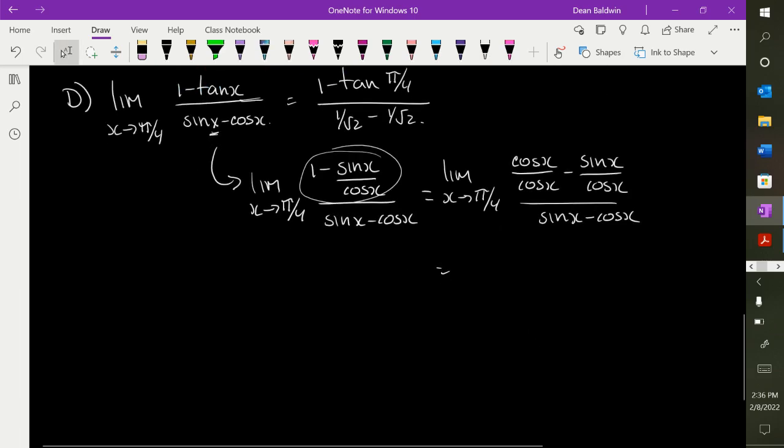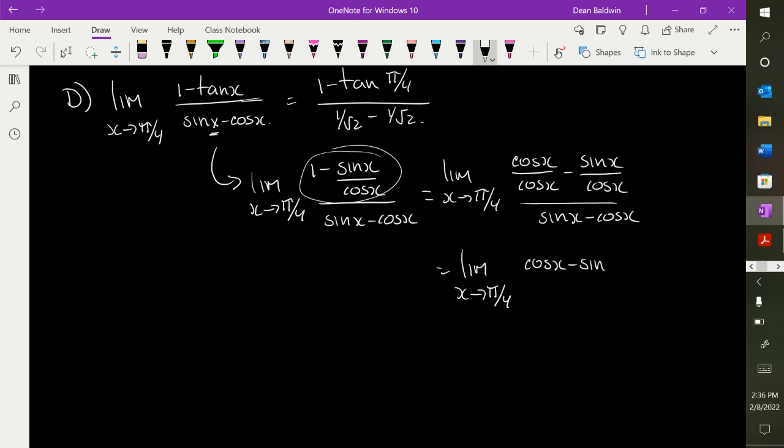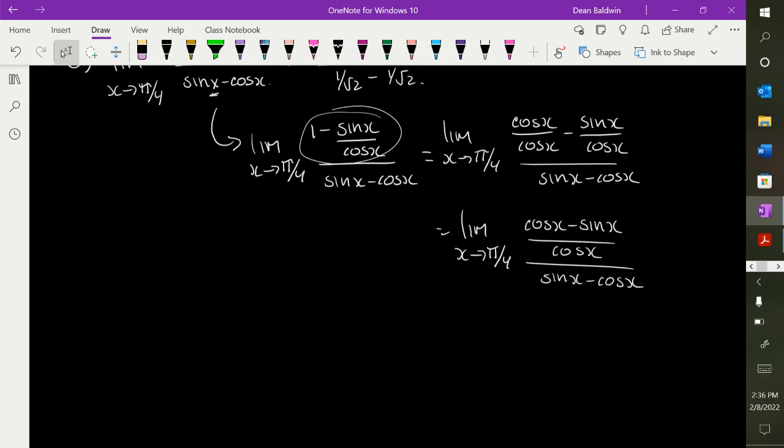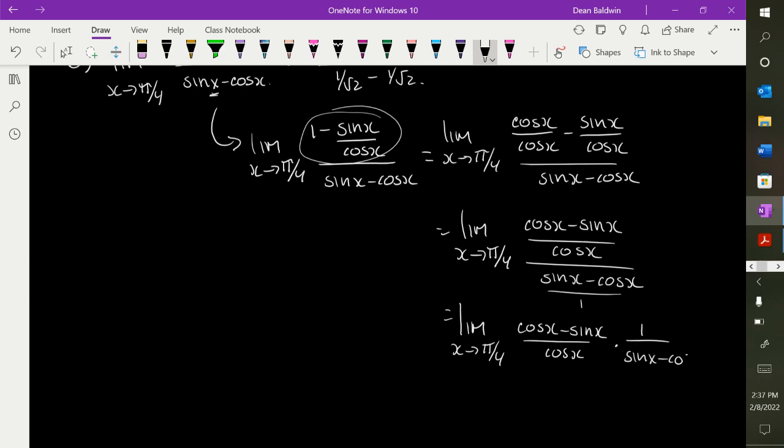So the numerator becomes, just to clean it up, okay, we're going to flip the denominator, because really that's over 1. So then I get the limit as x goes to pi over 4 of cos x minus sine of x over cos of x, times 1 over sine x minus cos of x.